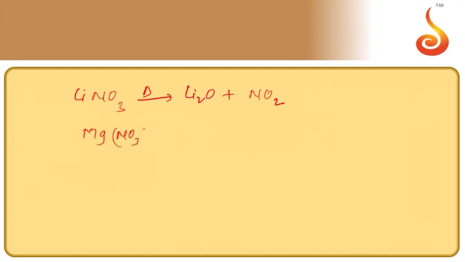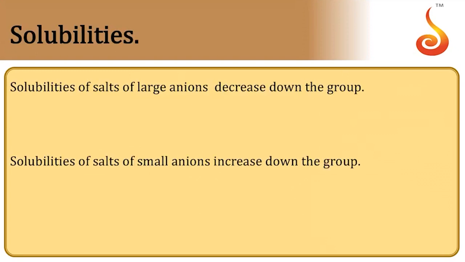Similarly, you can take magnesium nitrate also. It also dissociates to form magnesium oxide plus nitrogen dioxide. So the products are oxides as well as nitrogen dioxide. This is regarding nitrates.